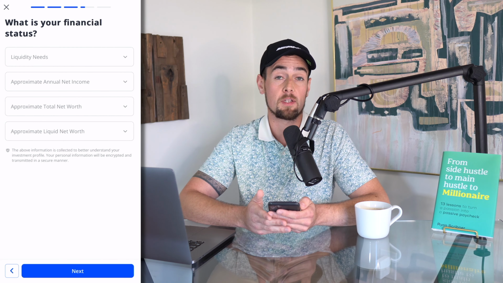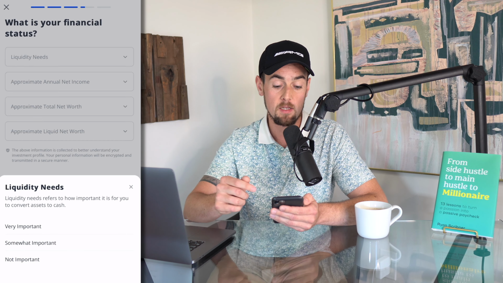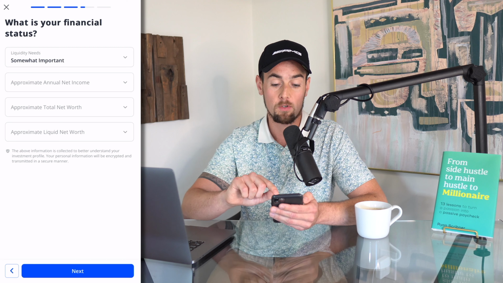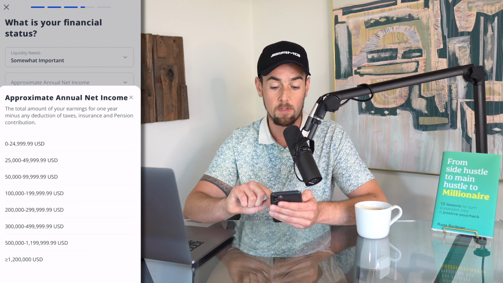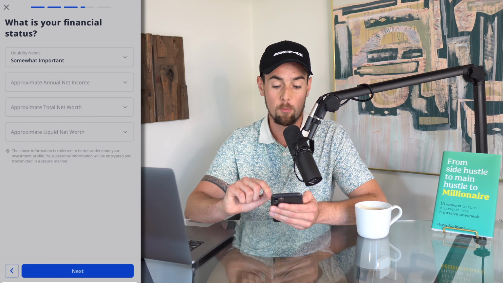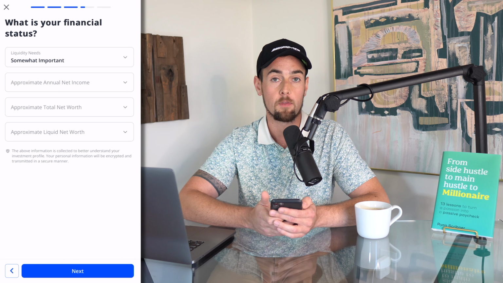At this point, you have to answer a few questions about your financial status, including your liquidity needs or how important it is for you to convert assets into cash. You're also going to have to enter your approximate annual net income, as well as your approximate total net worth and your approximate liquid net worth. So go ahead and fill these out, and then we're going to click on the blue next button.